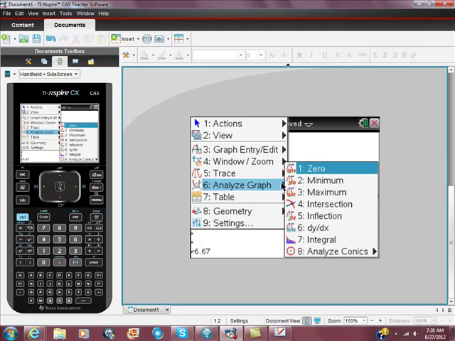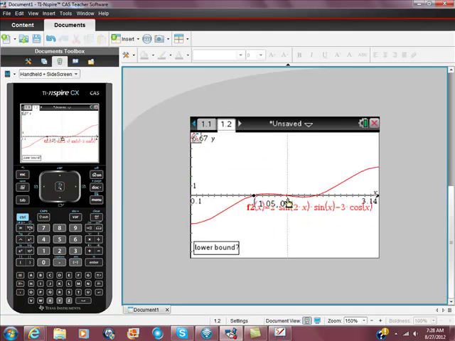I'm going to just repeat this exercise again and again. I'm going to go back to analyze graph, choose zeros. Remember here it says lower bound, so I'm going to look for some x value lower than the zero. I think the zero's in here somewhere. Here. There's the zero right there, 1.57.